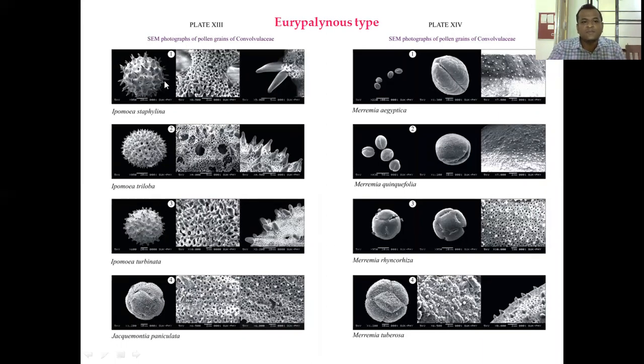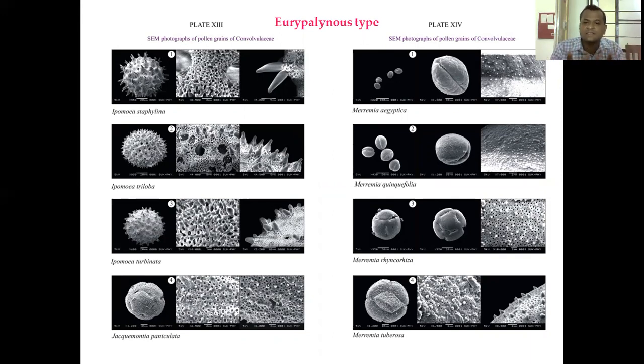Here you can see the spiny pollen grains. Then there is variation in spines also. Then this is a pollen grain without spines. Then there is variation in the number of apertures also. Here you can see 5 apertures, here 3, here 4. Okay, likewise in a single family there is so much variation.